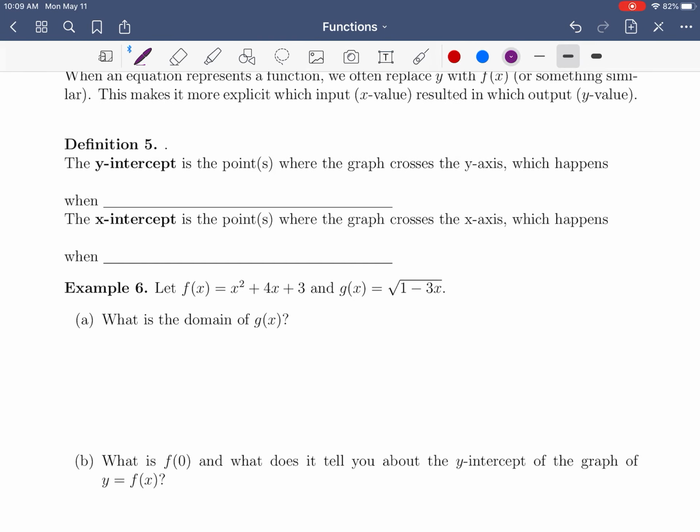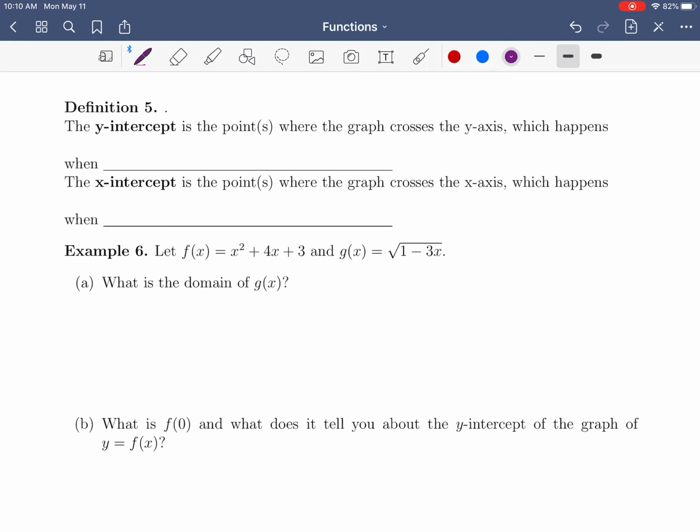There's some special points on the graph that we want to talk about. So the y-intercept is the point where the graph crosses the y-axis. So this happens when your x value is 0. Okay, so you want to find y, what the function does at x equals 0.